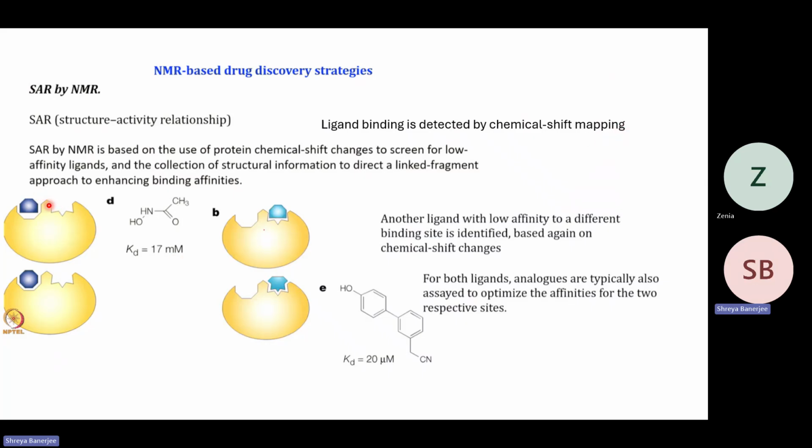So suppose there is a protein with two binding sites. We will first screen different possible ligands for the first binding site. Suppose we have a ligand with relatively low binding, 17 millimolar, and then different ligands will be screened for the second binding site, where we also get a low binding ligand of 20 micromolar. Whether it is binding or not is determined by the chemical shift changes.